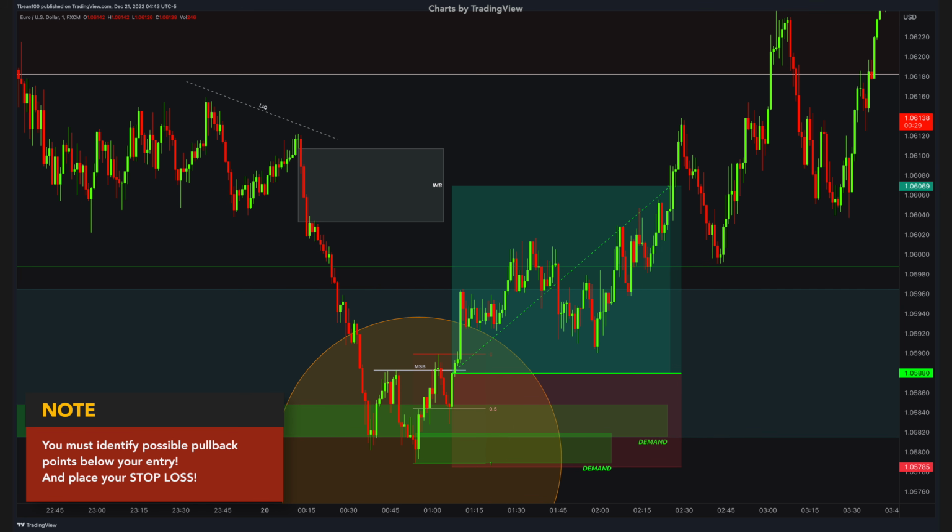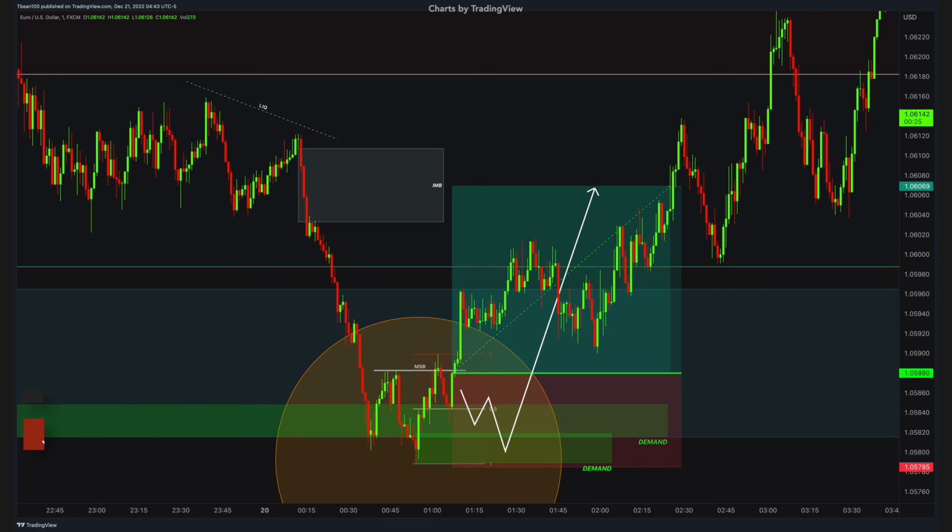Because later on, the price can do this. It can easily come back down, taking more power from this demand area. This is where I would place my stop loss. I have to think about possible pullbacks in this area.